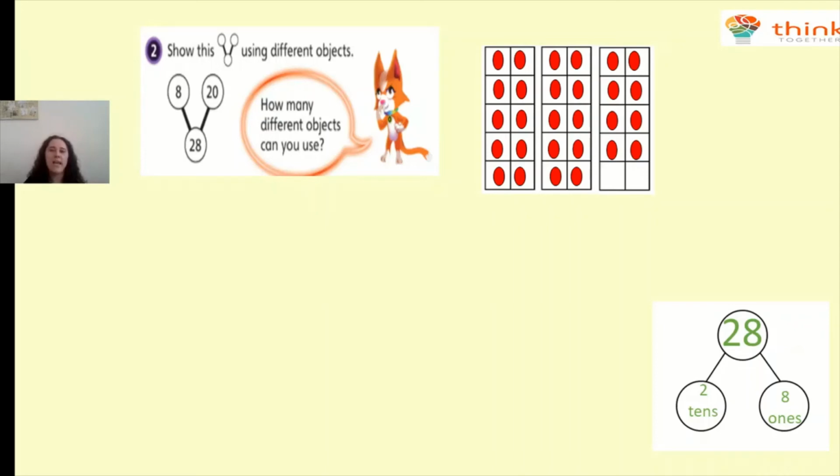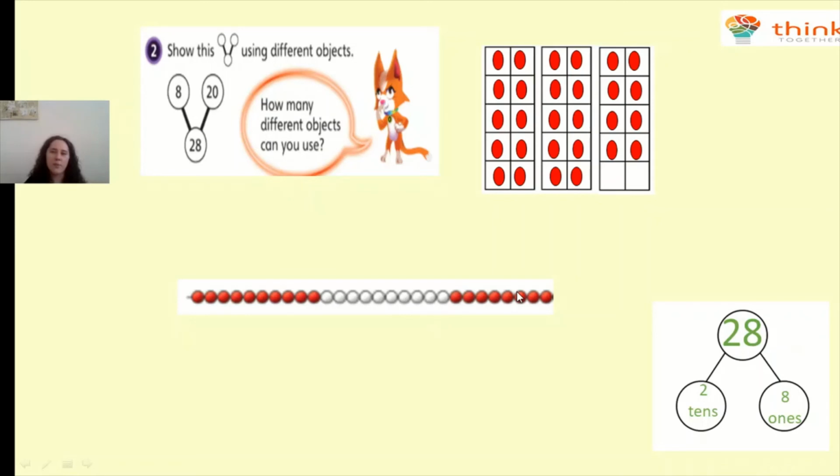We could use our counting beads. How many groups of tens and ones are we going to need in our counting beads? Fantastic. We're going to need 2 groups of 10. Here, that's by the red and the white groups of 10. And then we're going to need 8 ones. So here, 1, 2, 3, 4, 5, 6, 7, 8. We have 2 groups of 10 and 8 ones.